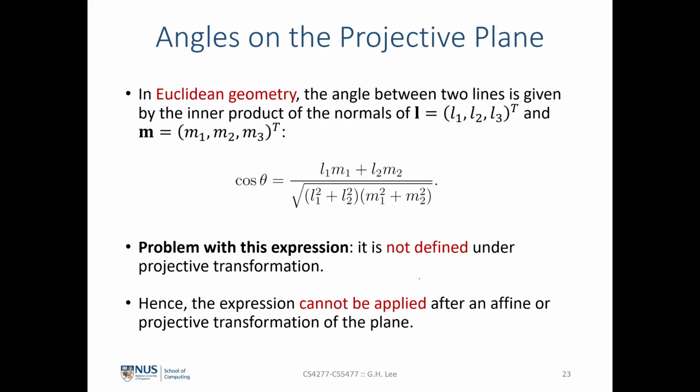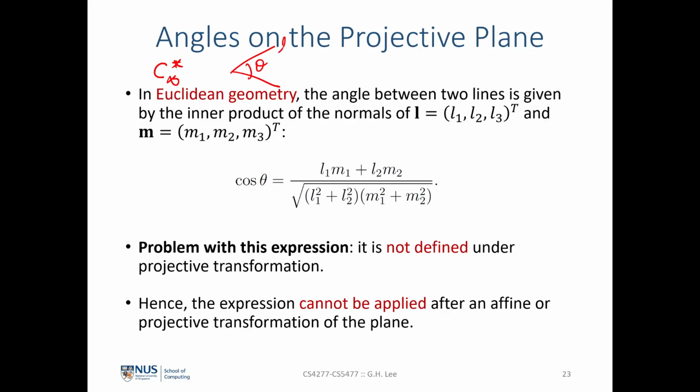So one of the uses of the dual of the circular points, denoted by C infinity star, is to make use of it to compute the angles between any two lines on a projective plane. But before we look at how to do this in the projective plane, let's refresh our memory on how to compute the angle between two lines.